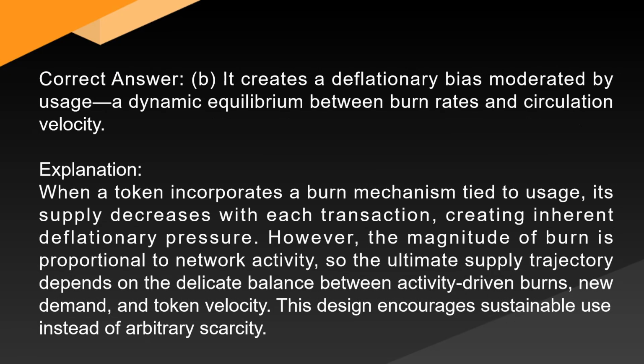Correct answer. B. It creates a deflationary bias moderated by usage, a dynamic equilibrium between burn rates and circulation velocity. Explanation. When a token incorporates a burn mechanism tied to usage, its supply decreases with each transaction, creating inherent deflationary pressure. However, the magnitude of burn is proportional to network activity, so the ultimate supply trajectory depends on the delicate balance between activity-driven burns, new demand, and token velocity. This design encourages sustainable use instead of arbitrary scarcity.